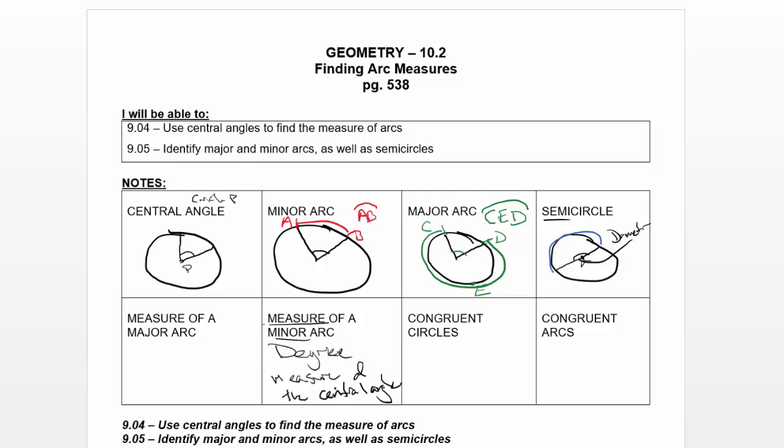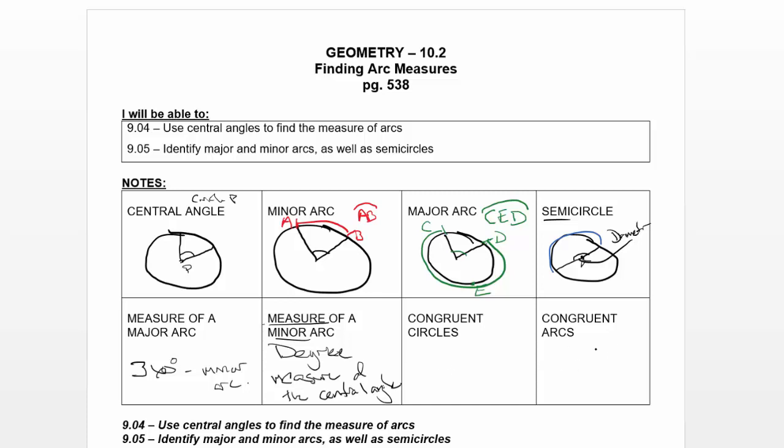That intercepts this arc. The measure of a major arc is: find its minor arc and then do 360 minus the minor arc. Lastly, we say two circles are congruent if they have the same radii, the same radius.